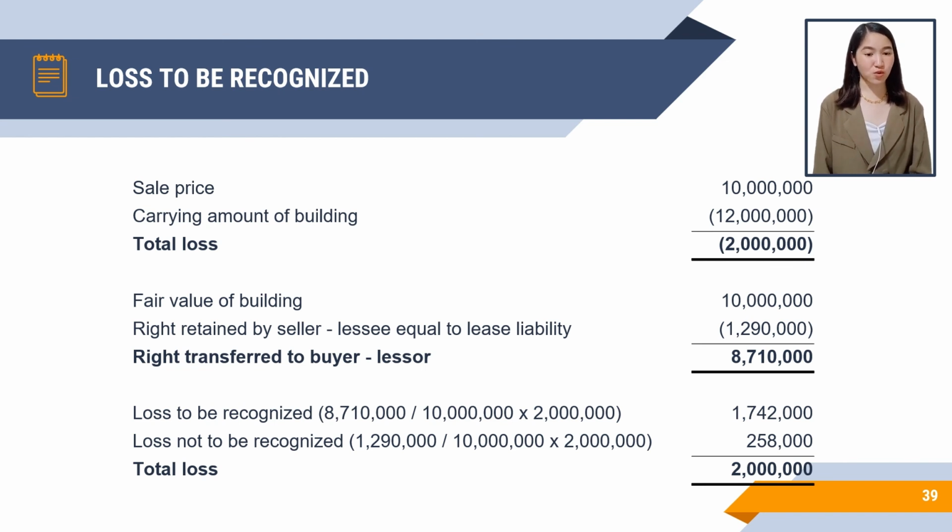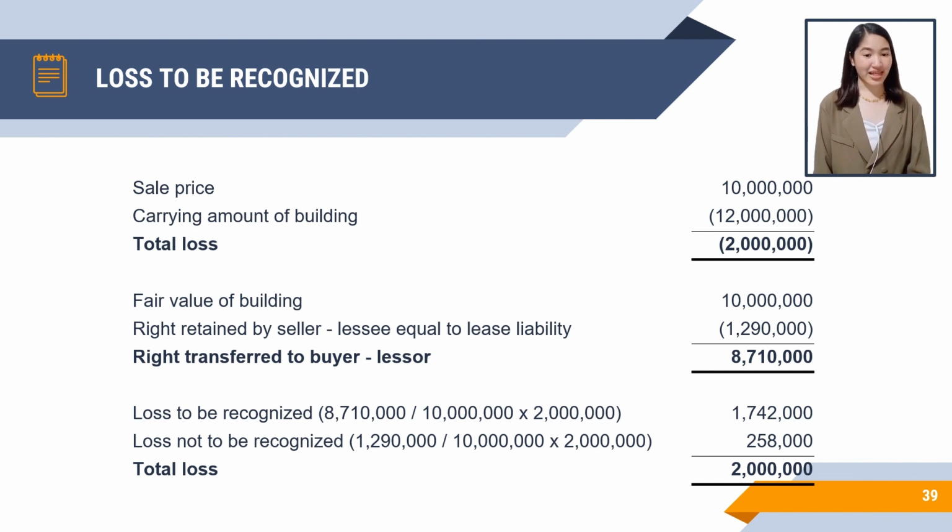So after that, kukunin natin yung right transfer to buyer lessor. So again, the formula would be FV minus RR equals to RT. So FV, or the fair value na 10 million, minus the right taken by seller na equals lang naman sa lease liability na 1,290,000. So, equals to 8,710,000 pesos na right transfer to buyer lessor.